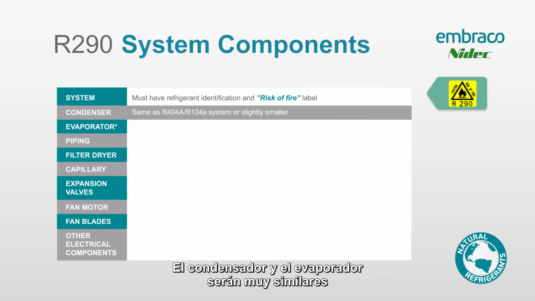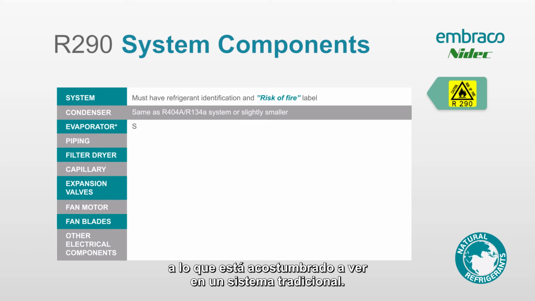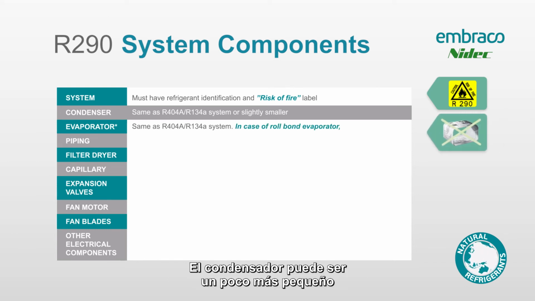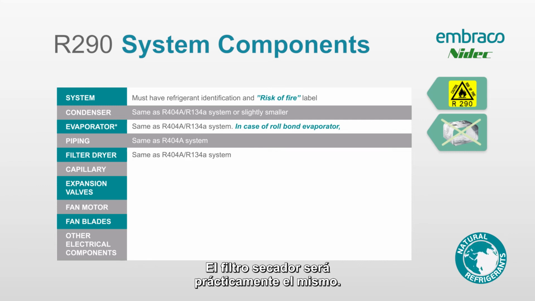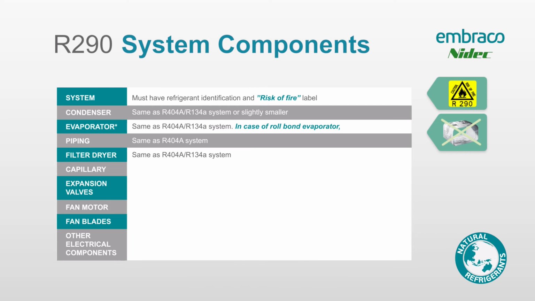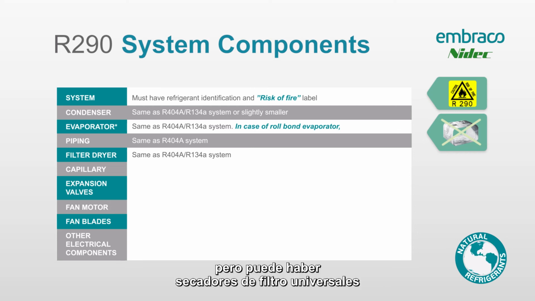You can use both of these things to identify immediately upon approaching that equipment that there's a flammable gas inside. The condenser and the evaporator are going to be very similar to what you're used to seeing in a traditional system. The condenser might be a bit smaller to account for the small refrigerant charge, but otherwise very similar. The piping is going to be pretty much the same. The filter dryer is going to be pretty much the same. It does need to be specifically approved for use on R290, but there can be universal filter dryers out there that you can use on all these systems.